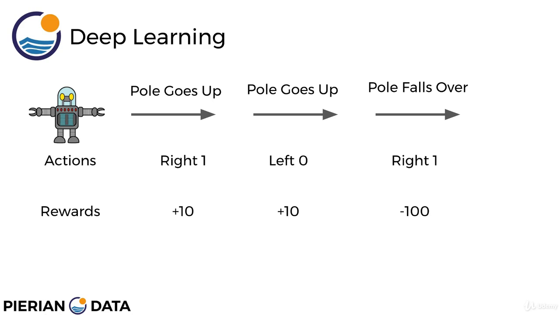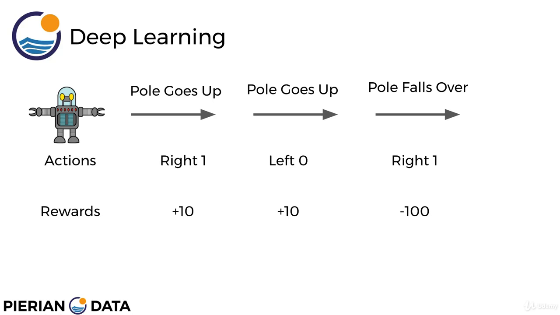So those arrows on the top indicate what actually happened in the environment. The first action we perform is right, or we give the signal of 1, and the pole went up a little bit. It got straightened out. And for that, we get a reward of plus 10. Then the next action we happen to take is going left, or entering 0, and again the pole goes up, so we get a plus 10. However, the next action, going right, ends up with the pole falling over, so then you get a negative 100.